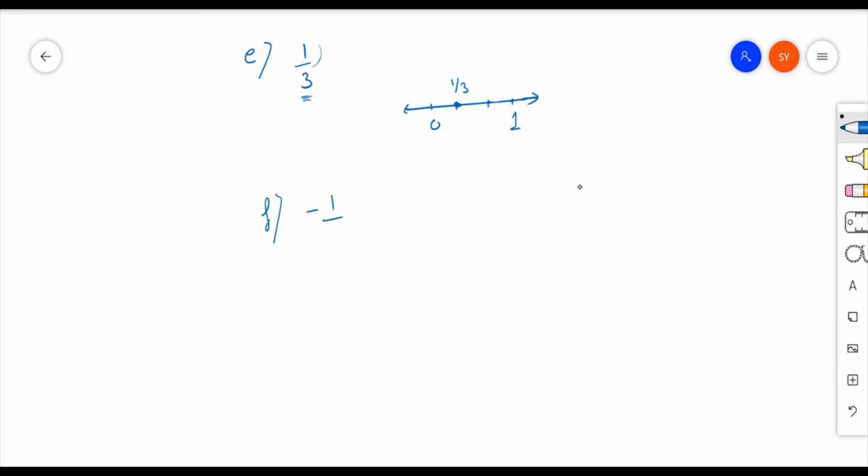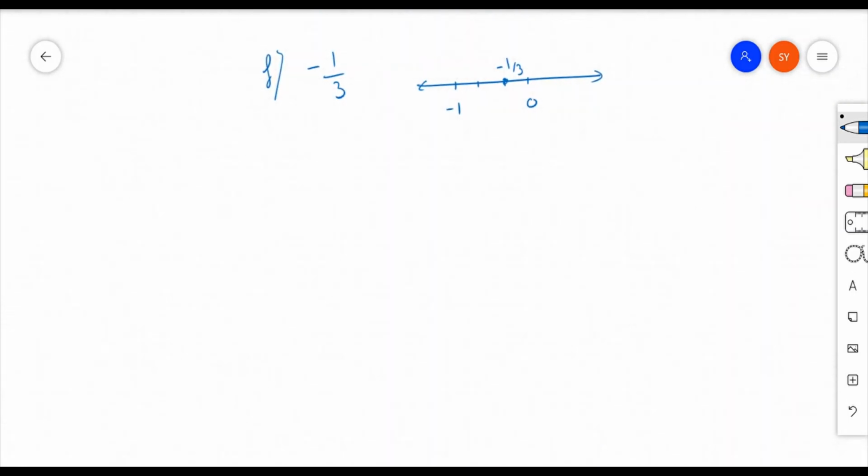F is minus 1 by 3. In that case, we'll take it towards the negative side. Again, 1 is less than 3, so we'll take it over here. This will be minus 1, so it will lie between 0 and minus 1. Again, we have to divide this into 3 parts. The first part will be minus 1 by 3, the second part will be minus 2 by 3, and this will be minus 3 by 3, which will get cancelled, and minus 1 will remain. So this is the point, minus 1 by 3, which we represent on the number line.